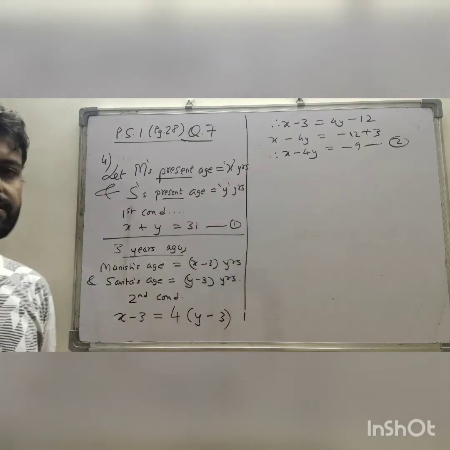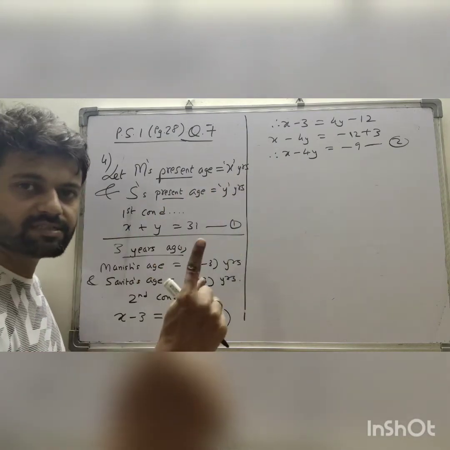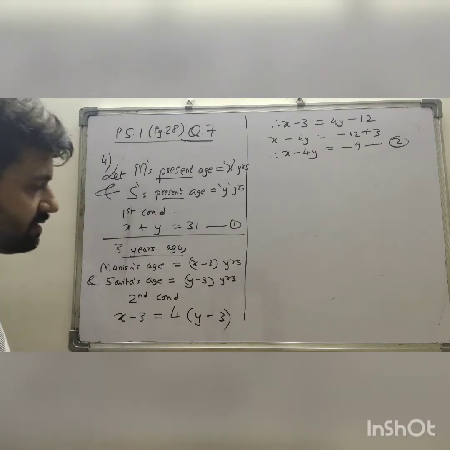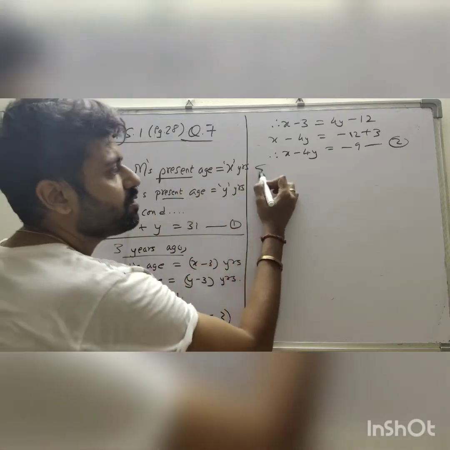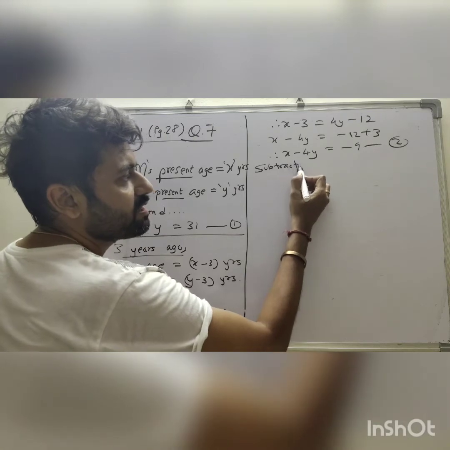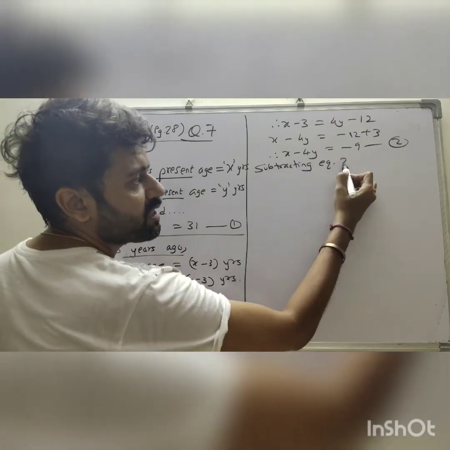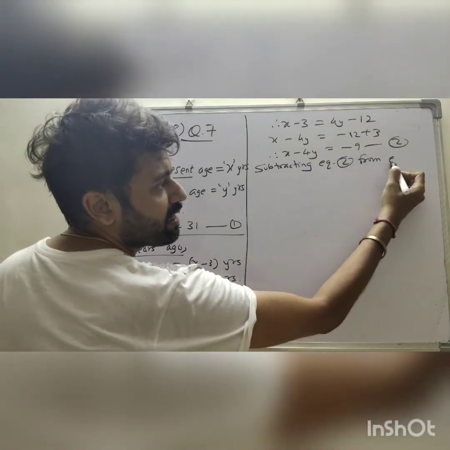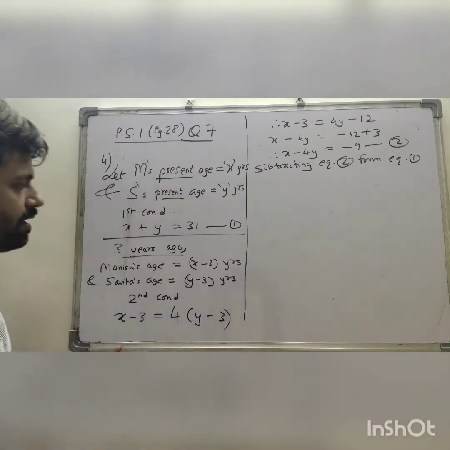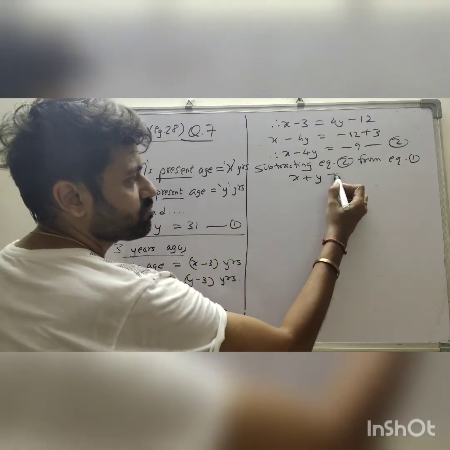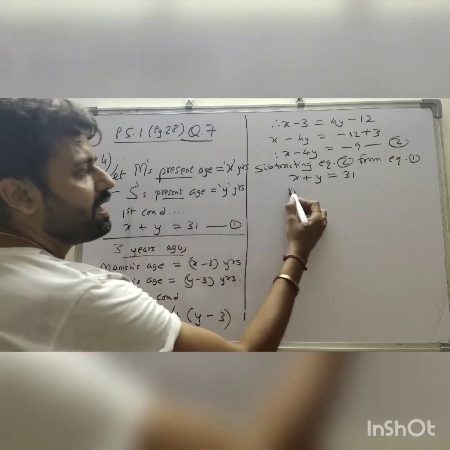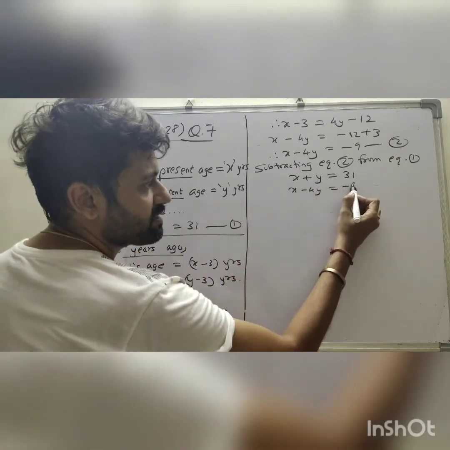x, 1x, 1x. Coefficients are same, but the sign is also same, so we will do subtraction. I will write subtracting equation number 2 from equation number 1. x plus y is equal to 31. x minus 4y is equal to minus 9.